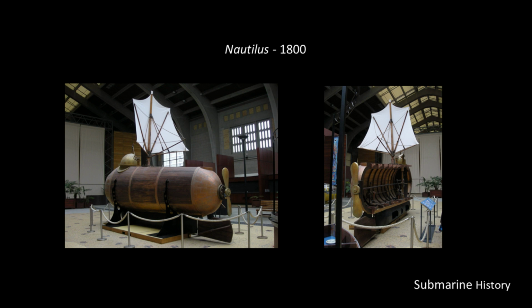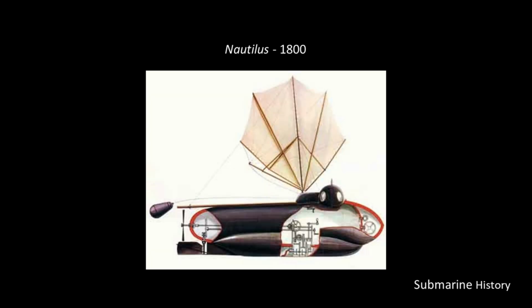A snorkel could provide air while submerged, and when surfaced, a collapsible sail was deployed for surface running. Nautilus was designed to carry a naval mine, not a torpedo, with up to 200 pounds of gunpowder, which would be dragged into contact with an enemy ship.